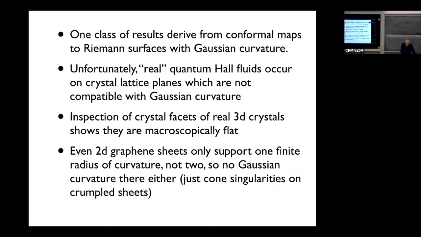And one's seen some very nice Salvador Dali type pictures of melted clocks with quantum Hall edge states and stuff. But actually, real quantum Hall fluids occur on crystal lattice planes. There's never been a quantum Hall fluid on a sphere. And crystal lattice planes do not have Gaussian curvature. In fact, one of the most remarkable things about crystals is you examine a macroscopic crystal and look at the facet of it, and you see the thing is macroscopically flat over huge distances, right? And even the graphene sheets.